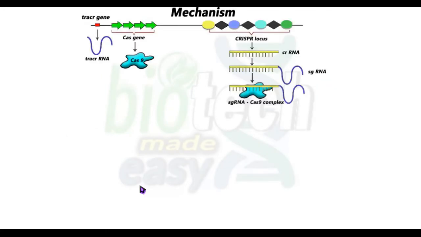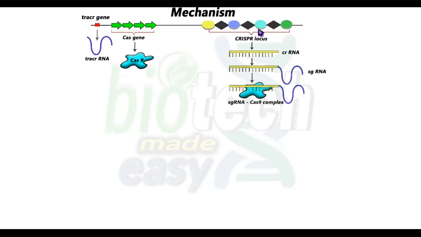Let's now discuss mechanism. Here you see CRISPR locus. This is the CRISPR locus, and the tracer gene and the Cas genes. So this is exactly same diagram which we have discussed before, and I have shown this spacer in yellow color, which is the one, if you remember, the new spacer which has been incorporated into the CRISPR locus.